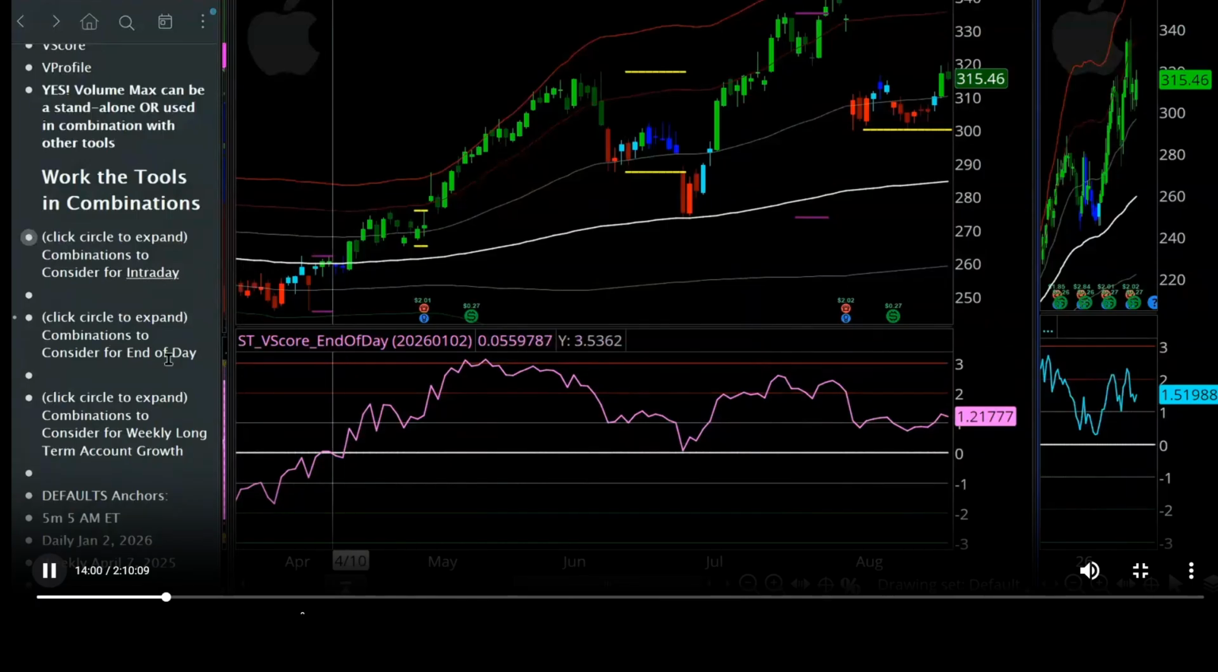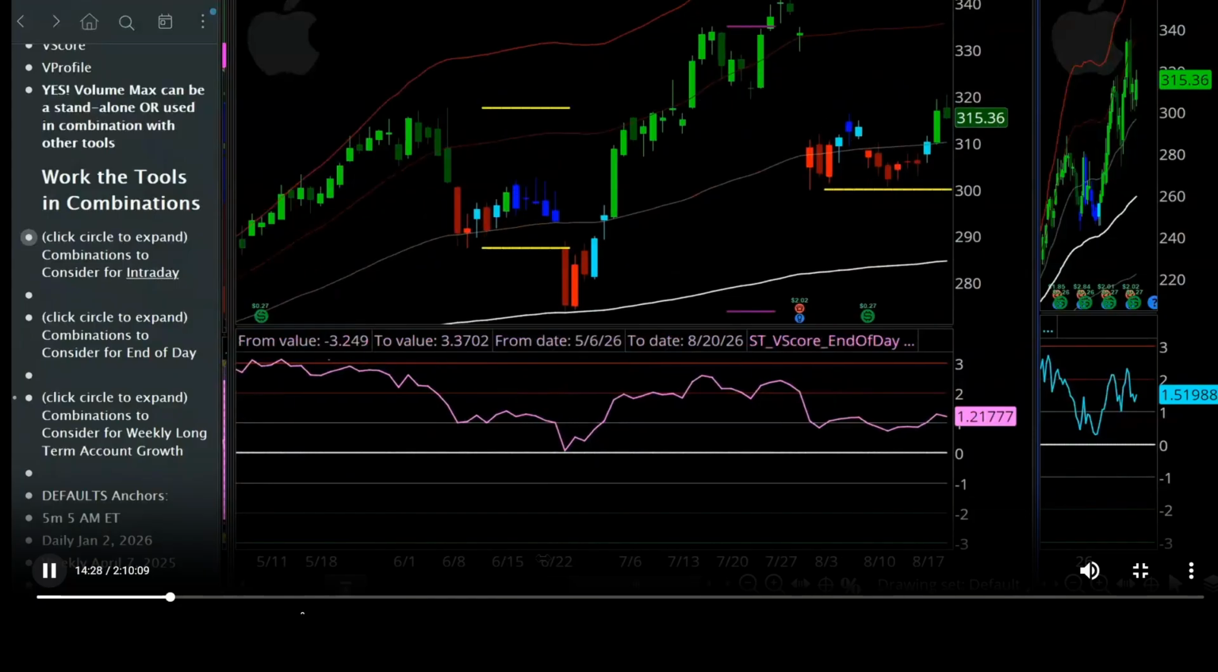So let's get to combinations to consider for end of day. And you know what? Let's just use Apple. A lot of what we've been doing here is, rather than a well-chosen example that's already happened, live analysis using the tools, so you can learn how to use the tools and look at how setups happen. So if you want to let me know a symbol that you'd like to trade, throw it in. I'll cover some of them. But since we're on Apple here, let's talk about Apple, right?